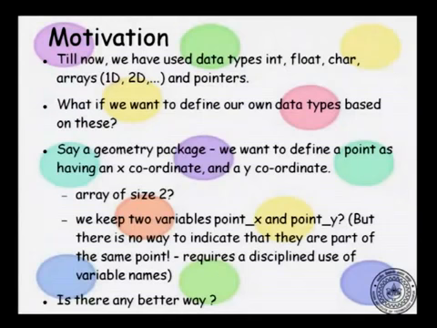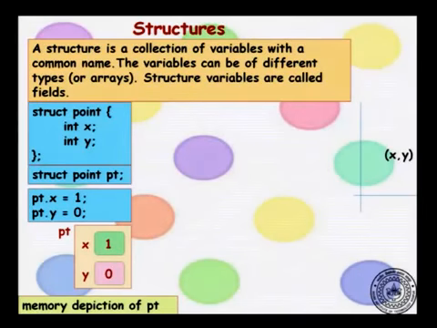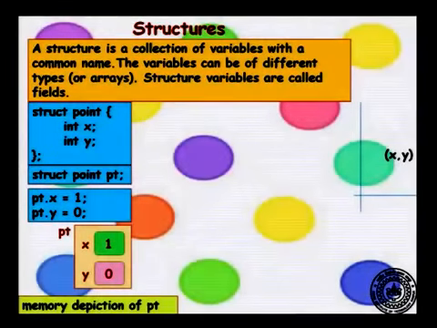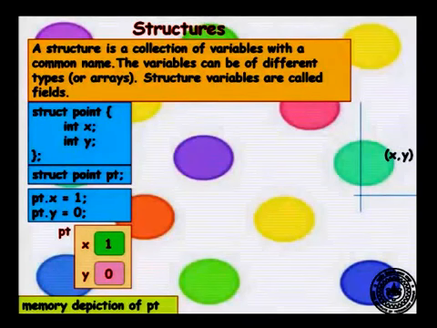So we want to define a point data type, and a point data type internally has two integers, or two floating point numbers, one an x coordinate and another a y coordinate. Okay. So now we'll define a structure as a collection of variables with a common name. Now the variables can be of different types.